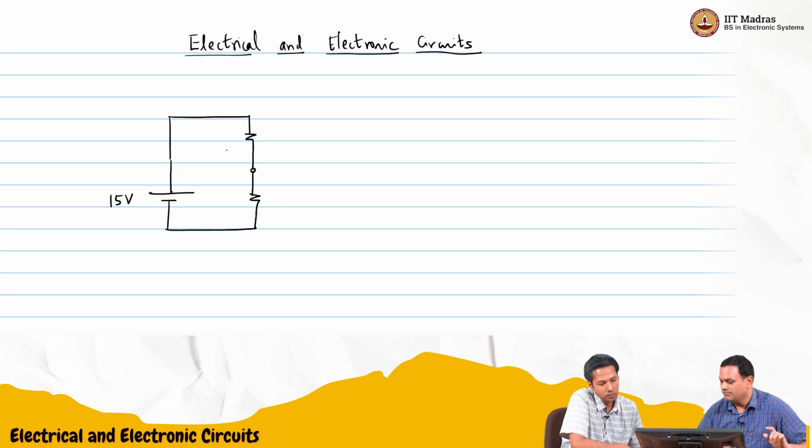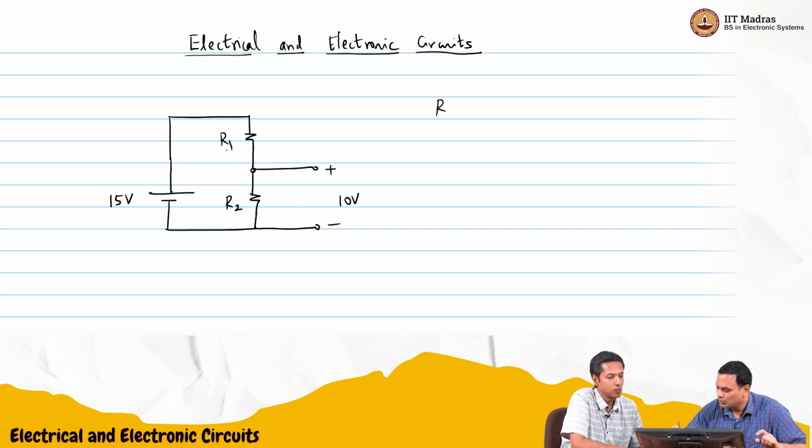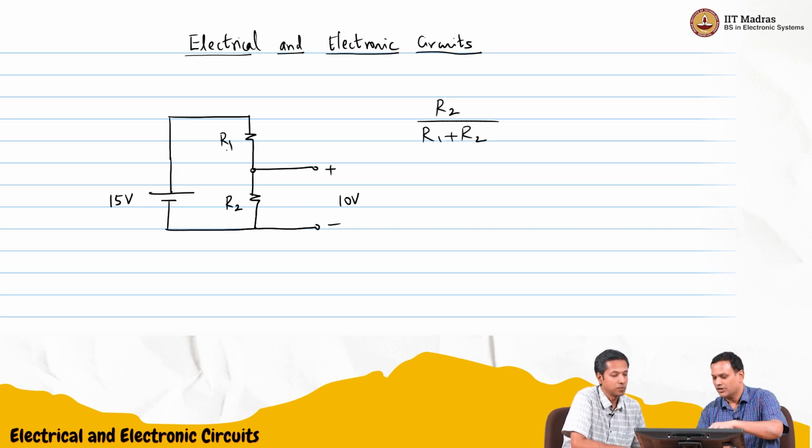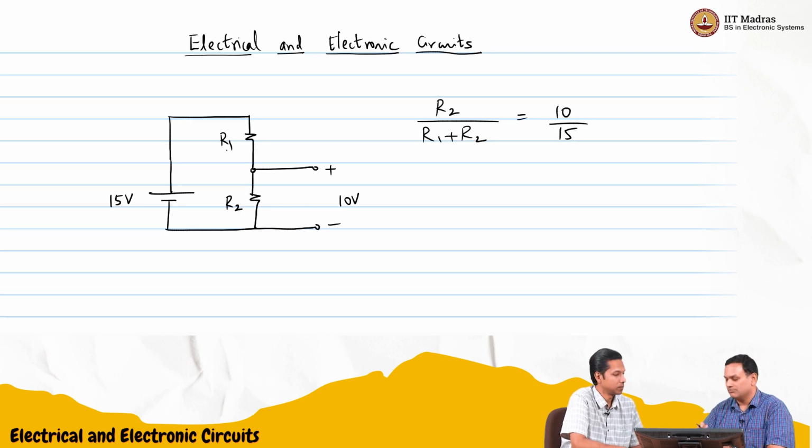We wanted this to be 10 volts. So I need 2/3 of the voltage. So we need two resistors. Let's say I'll call them R2 and R1. We know that R2 by R1 plus R2, because the same current flows through them, we have seen this last term, has to be 10 by 50. This has to be 10 by 50.